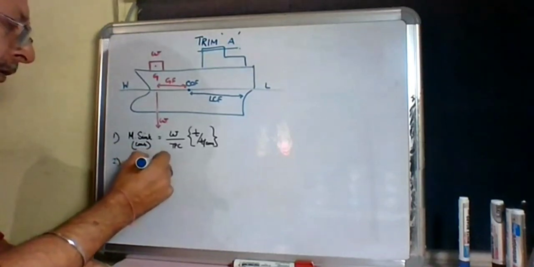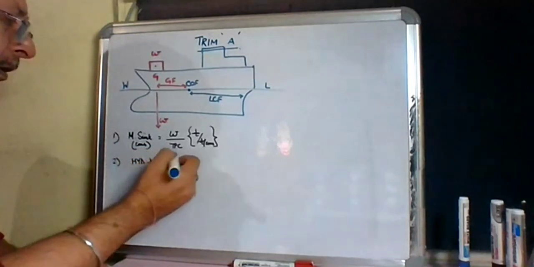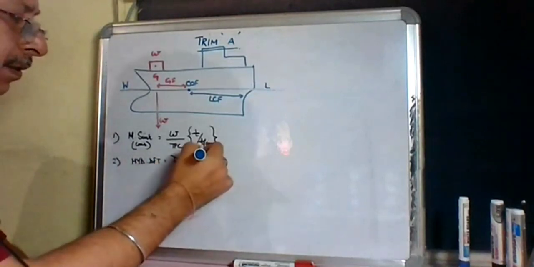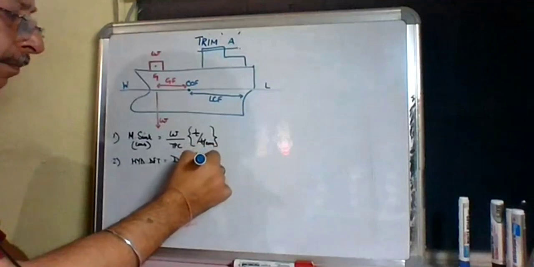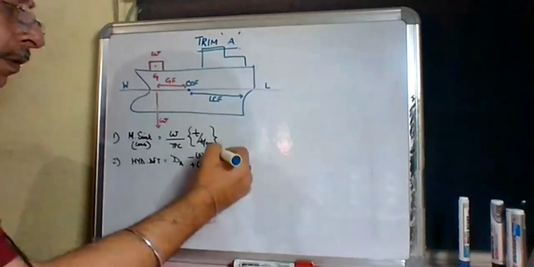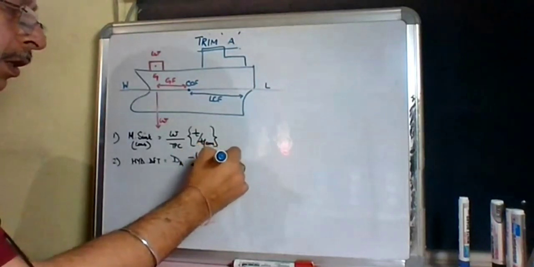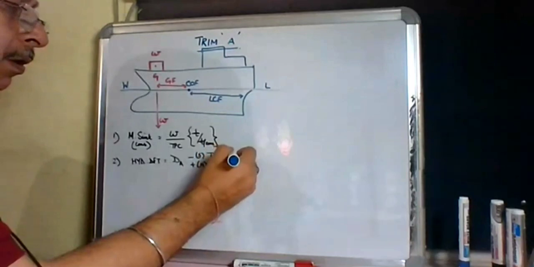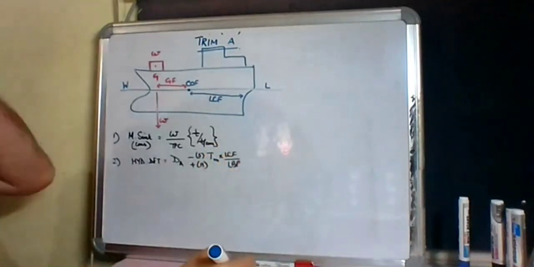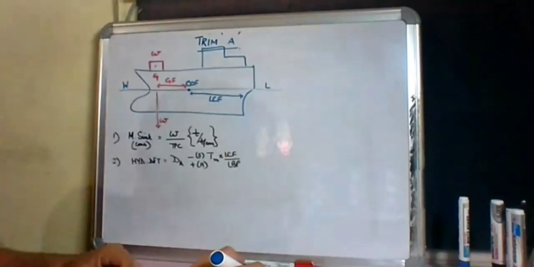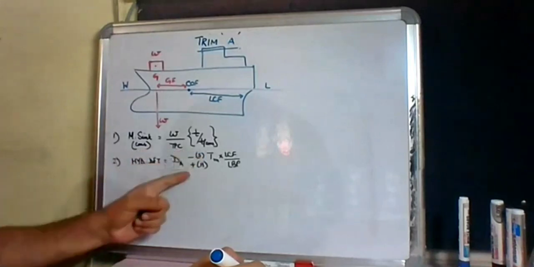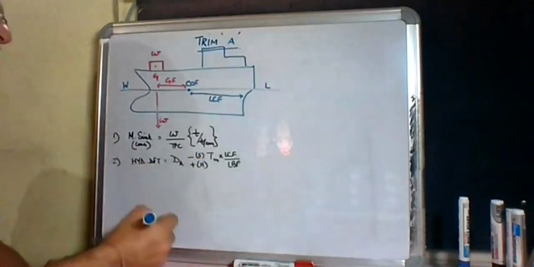Hydrostatic draft is draft aft minus stern trim, head trim is plus, correction, and correction is trim into LCF upon LBP. This gives us the hydrostatic draft: minus for a stern trim, plus for a head trim.